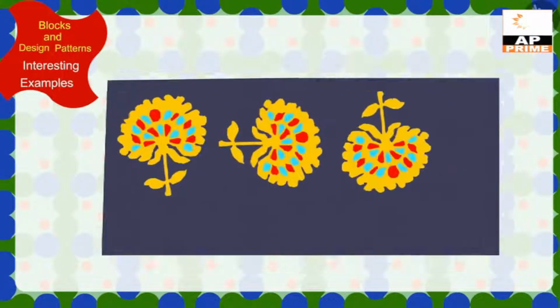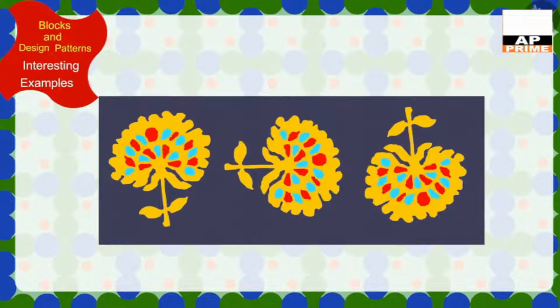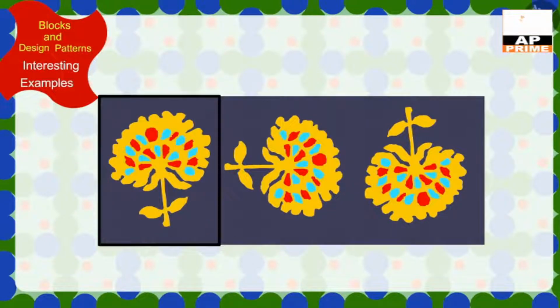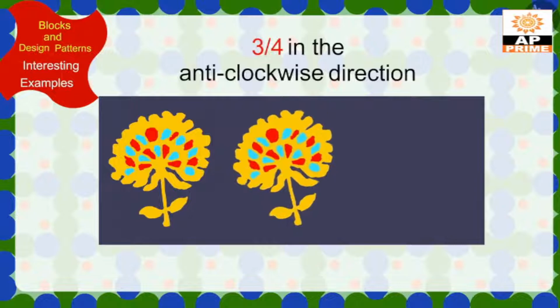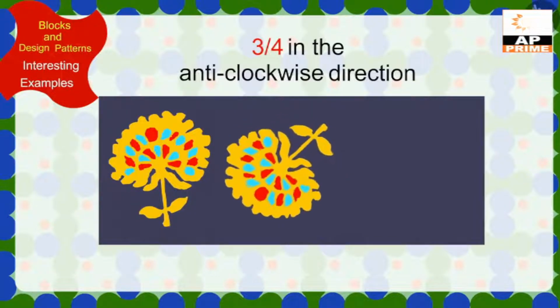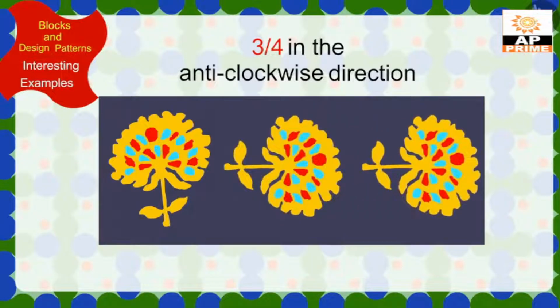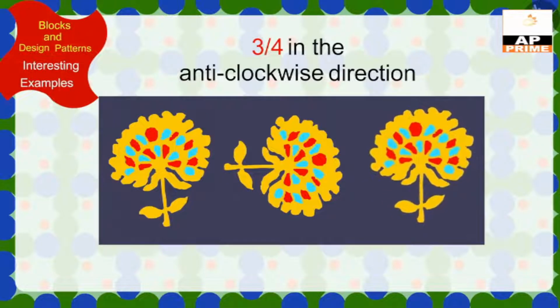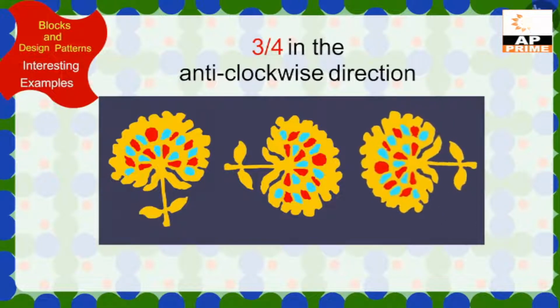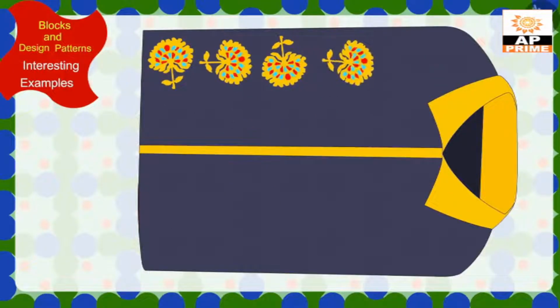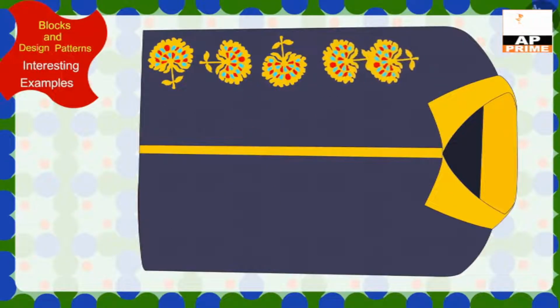If we look closely, we will find that this impression is made by rotating its previous impression 3/4 in the anti-clockwise direction. In the same way, the impression made after it is made by rotating this impression 3/4 in the anti-clockwise direction. Oh, wow! You found the rule!